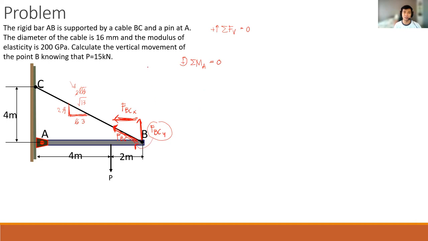Again, we are interested in the deformation of the cable. As per the axial deformation limitations, the force should be perpendicular to the area. Force BC is the one perpendicular to the 16 millimeter diameter of the cable. So, using the right triangle that we have created, 3, 2, and square root of 13, for example, this is our force BC, with force BCX and force BCY.